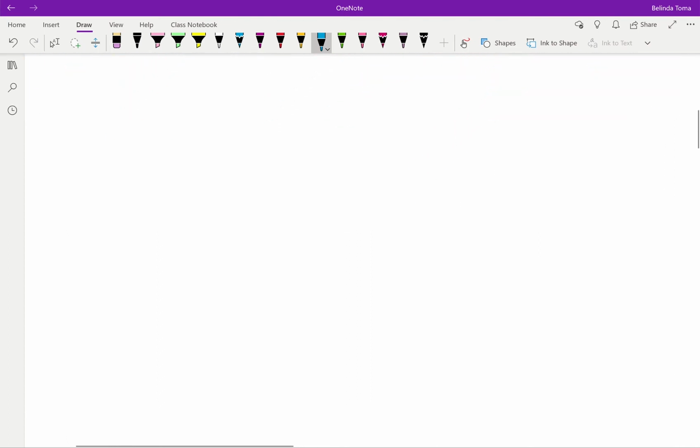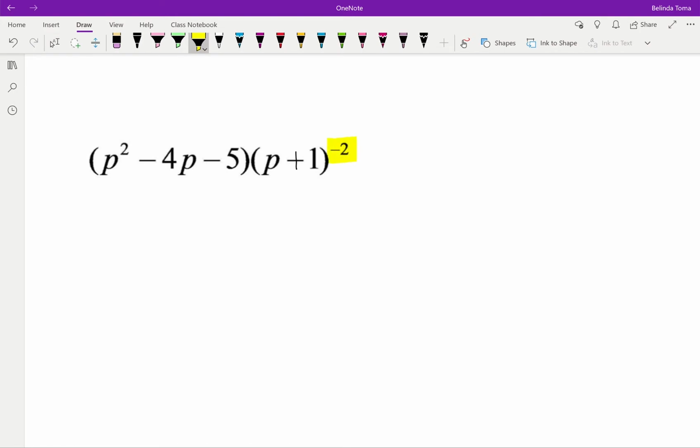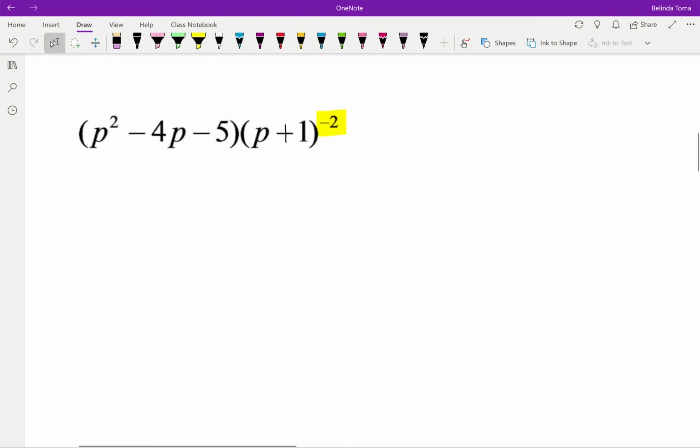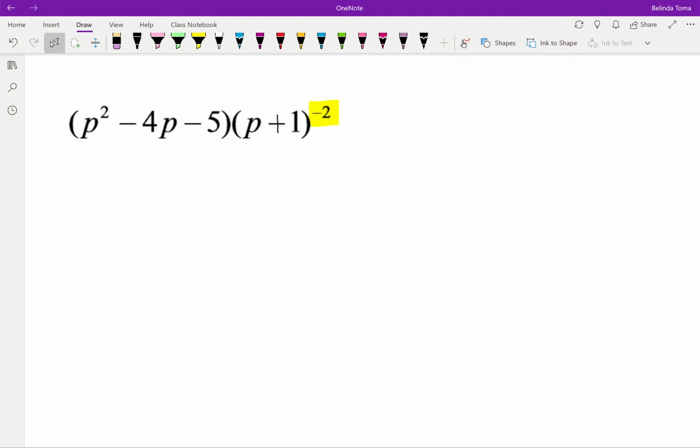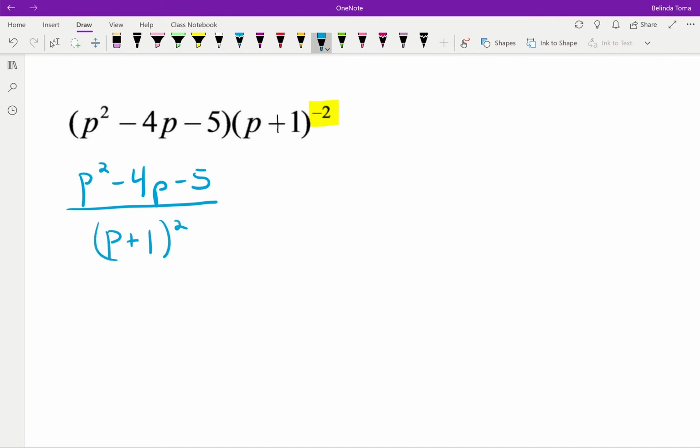In our next example, we have a negative exponent. And if you'll recall, a negative exponent means that we can rewrite it as a positive exponent by moving it below the fraction bar. So what I'm going to do is write the numerator, p squared minus 4p minus 5, and then I'm going to move the p plus 1 that has the negative exponent below the fraction bar, and the exponent will become positive.